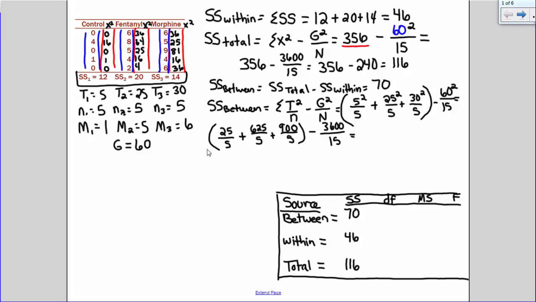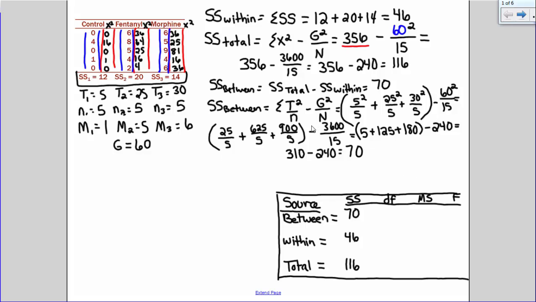Now let's go ahead and solve for my division, right? Let's turn these fractions into regular old numbers. So 25 divided by 5 gives us 5. 625 divided by 5 gives me 125. 900 divided by 5 gives me 180. 3600 divided by 15 gives me 240. So we solve for the parentheses first. So 5 plus 125 plus 180 gives me 310 minus 240. And I get a sum of squares between of 70.